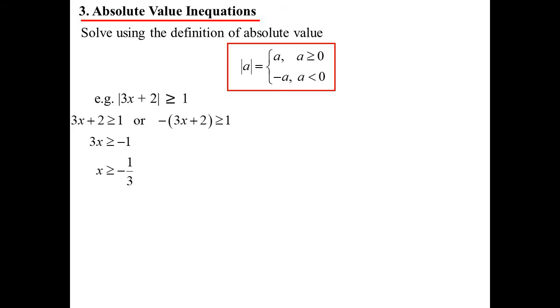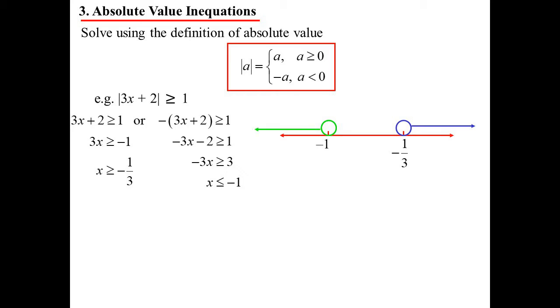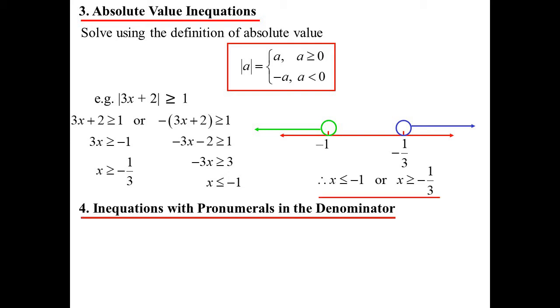The first one we get x is greater than or equal to minus a third. The right-hand side, x is less than or equal to negative 1. So I have my two critical points, negative 1, negative a third. Again, I can just test some points. Or in this case, I could look at the answers I got. x is greater than or equal to minus a third. x is less than or equal to negative 1. There's our solutions.